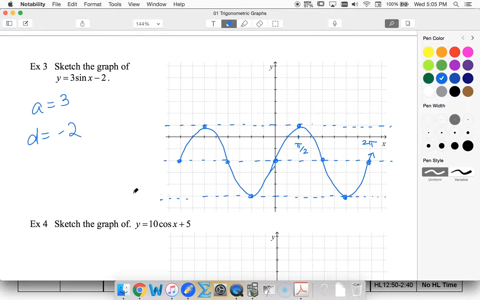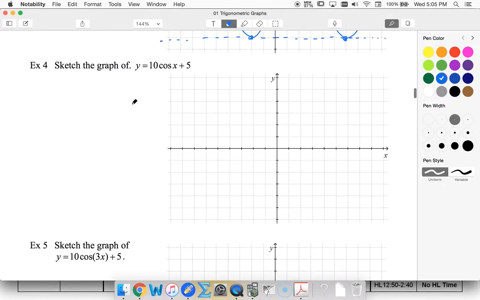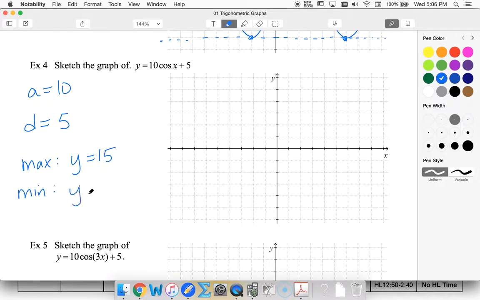All right, 10 cosine x plus 5, well, that's going to be really similar. I have an amplitude of 10 and a vertical shift of 5. So if I look at trying to fit this, I know that my max is going to have a y value of 15. My min is going to have a y value of negative 5, the middle minus the amplitude.